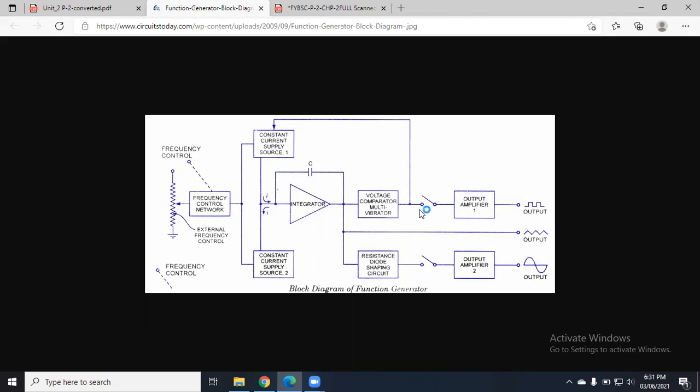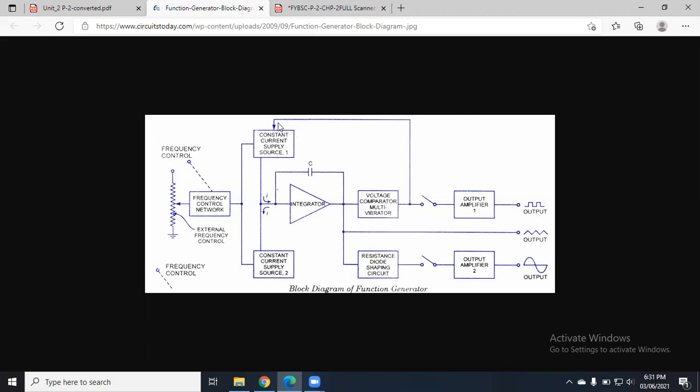Correct. And in case of a triangular wave, there are two types of edges, rising edge and falling edge. So current supply source one will do what? It will supply a constant current to the integrator whose output voltage rises linearly with time. Correct. And what is the role of constant current supply source 2? What is it going to do? It is going to provide the reverse current to the integrator, so that its output drops linearly with time.